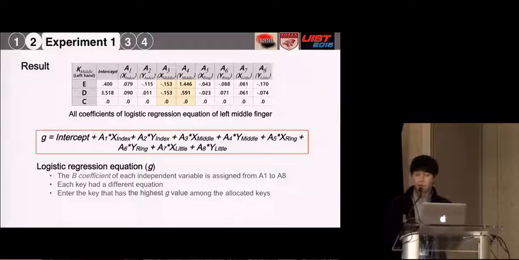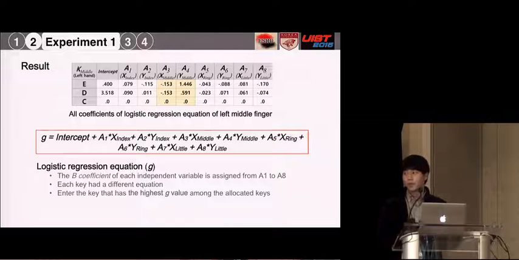So we tried to implement new virtual keyboards using our two observations. To implement the virtual keyboards, we used the logistic regression equation. The equation is expressed as follows. All coefficients of the equation were generated as a result of logistic regression.